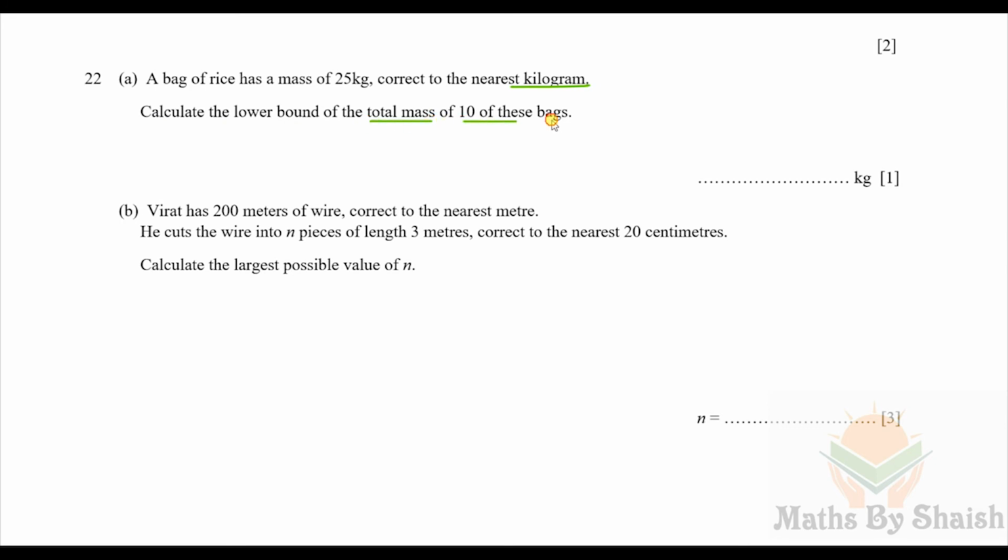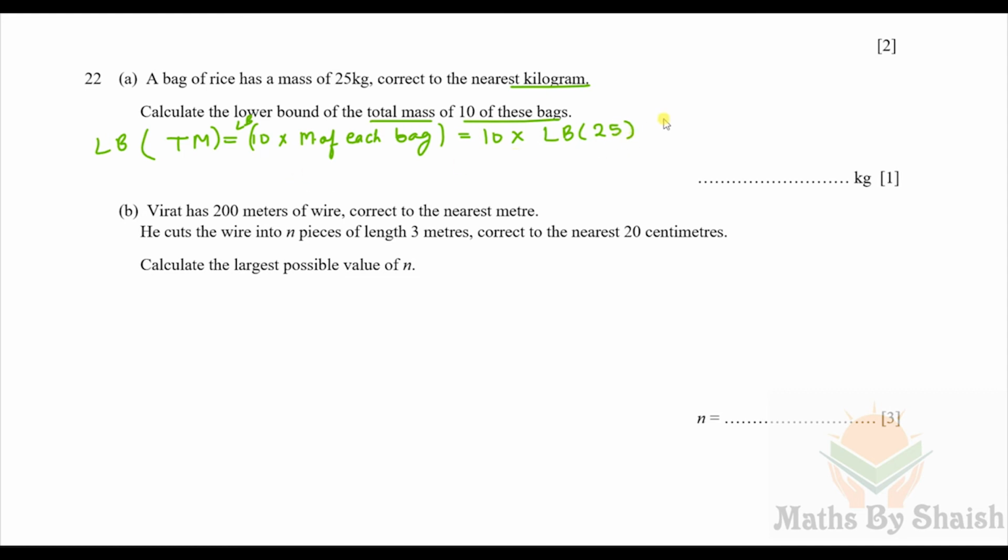First of all, what is the meaning of total mass here? I'll write TM. Total mass means 10 into m, where m is the mass of each bag. It means if we talk about the lower bound of this, 10 is a fixed quantity, so we cannot find the lower bound of 10 in this case, but we will find the lower bound of the mass of each bag, that is 25 kg.